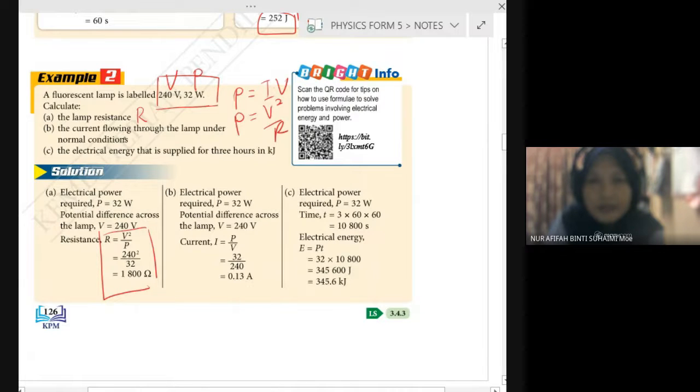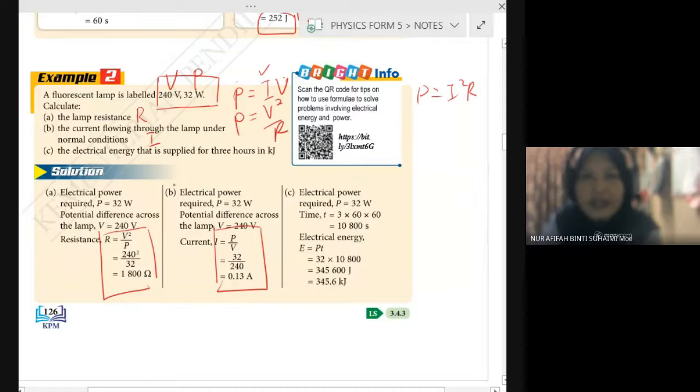Okay, for second question, the current flowing. Find the current flowing through the lamp under normal condition. Find I. So I we just use P equal to IV lah. Nak cari I sahaja kan. So P dah ada, V dah ada. Just use P equal to IV. No need to change P equal to I square R. No need. Guna sahaja P equal to IV.